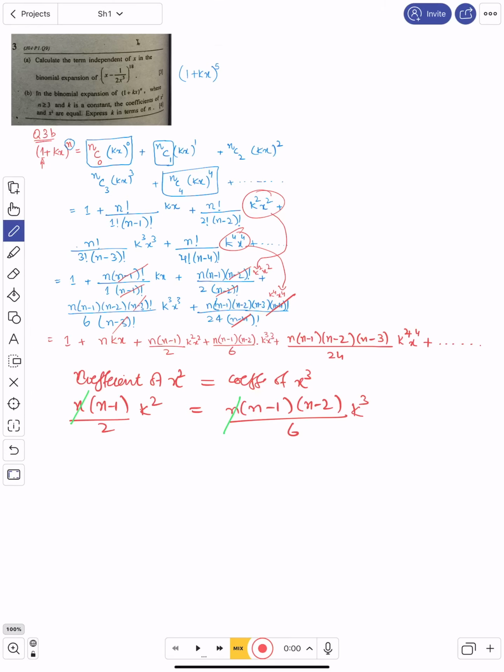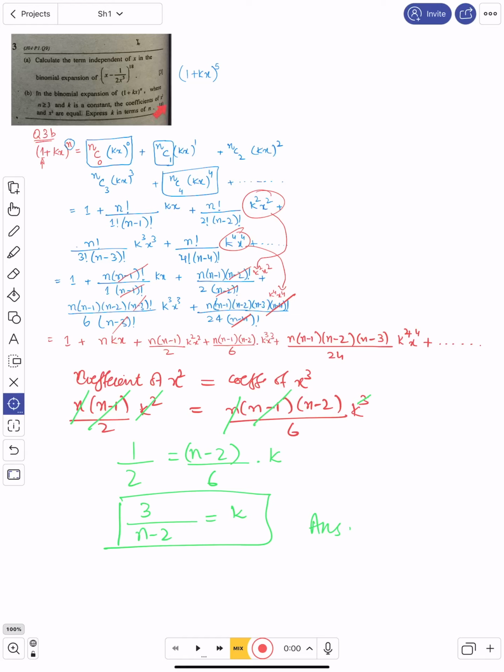n is cancelled with this n, n minus 1 is cancelled with this n minus 1, and k square is cancelled with this square. So you are left with 1 upon 2 here, and n minus 2 over 6 dot k. So you had to express k value, so it's going to be 3 over n minus 2 is equals to k. So your final answer is 3 upon n minus 2, and with this you have got 4 marks. Okay, I hope you have got this.